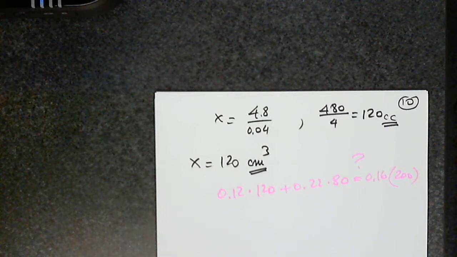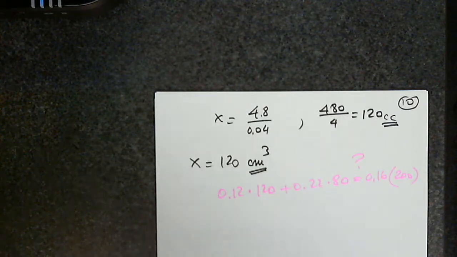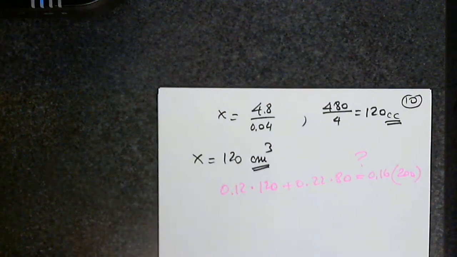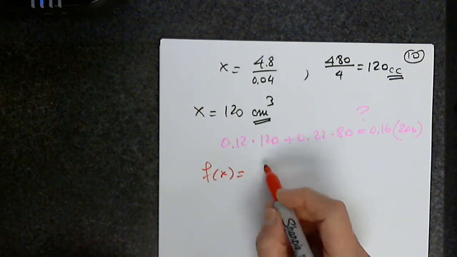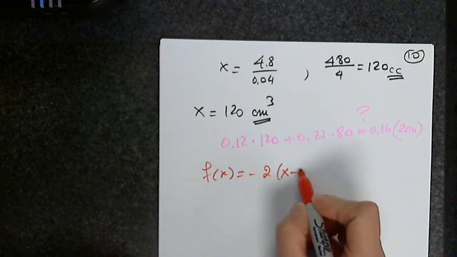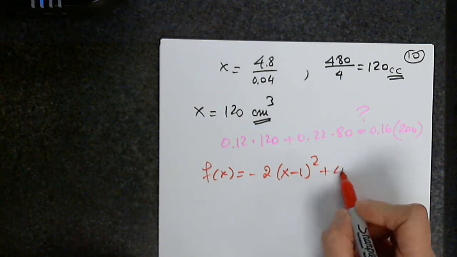Quadratic functions like f of x equals a times x, like graphing, vertex. Sure. You want me to choose one? Yeah, you have one in mind? I don't have one. Okay. So let's say f of x equals negative 2 times x minus 1 squared plus 4.